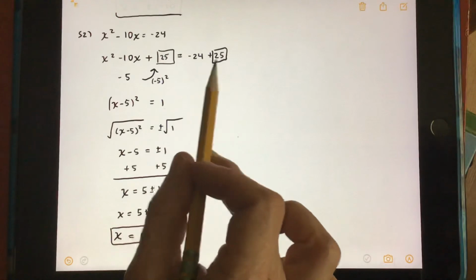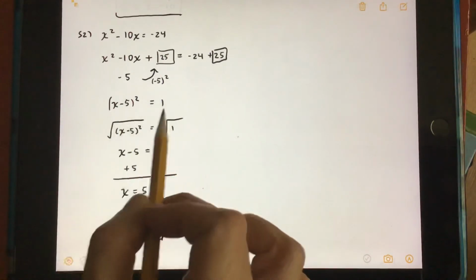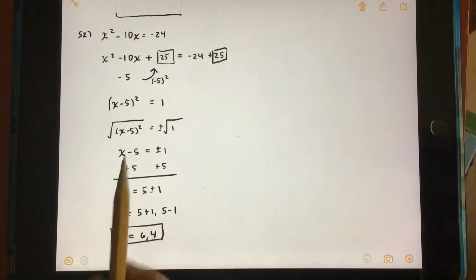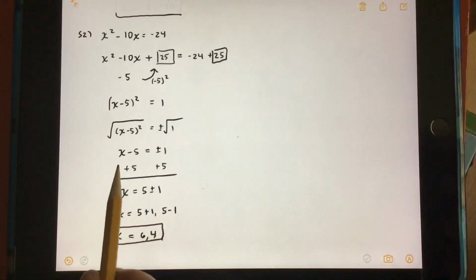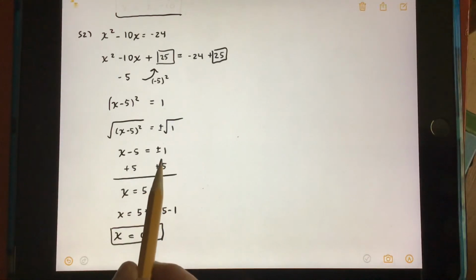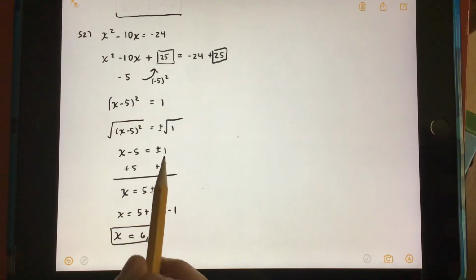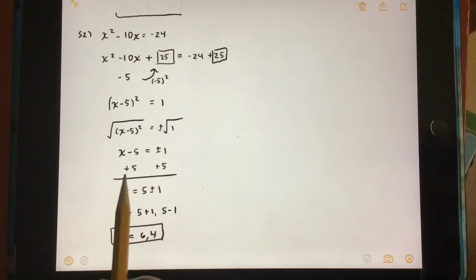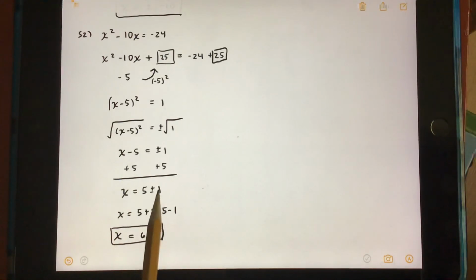Since negative 24 plus 25 is 1, we now have x minus 5 squared is equal to 1. Take the square root of both sides. We'll get x minus 5 is equal to positive or negative 1 because the square root of 1 is 1. And then add 5 to both sides. We'll have x is equal to 5 plus 1, or x is equal to 5 minus 1. And here I've broken it apart into those two pieces. And since 5 plus 1 is 6 and 5 minus 1 is 4, our final result will be x is equal to 6 or 4. And we'll use the technique of completing the square to arrive at our solution.